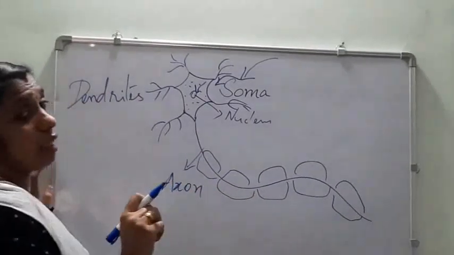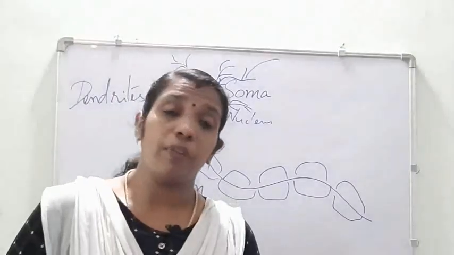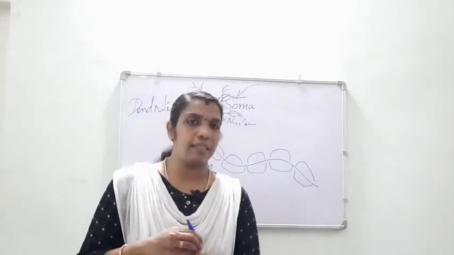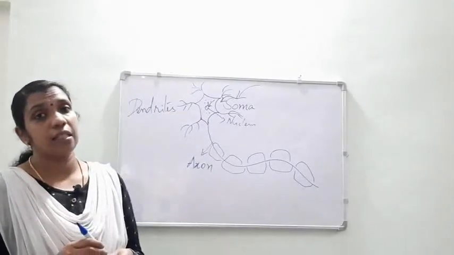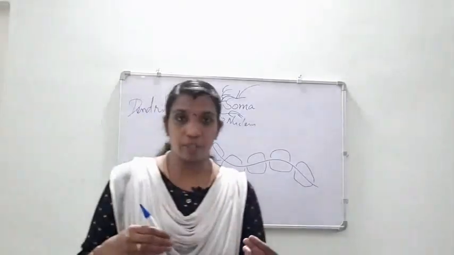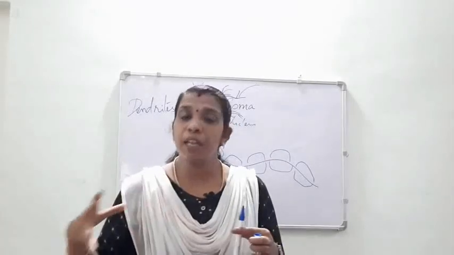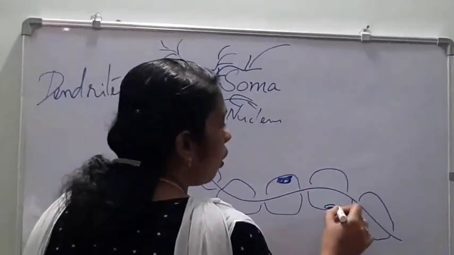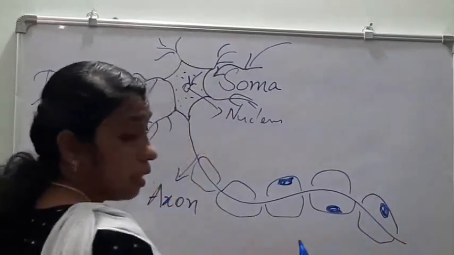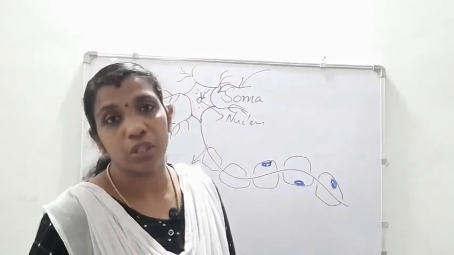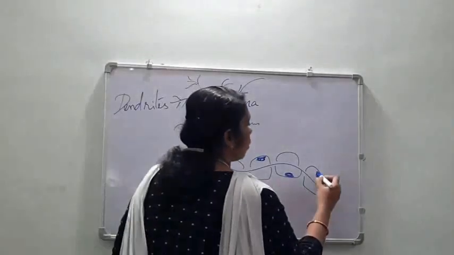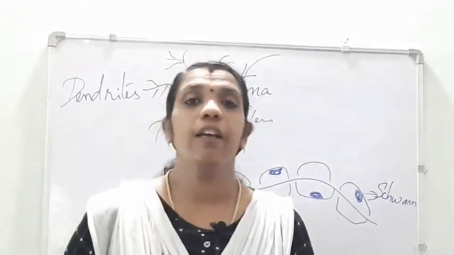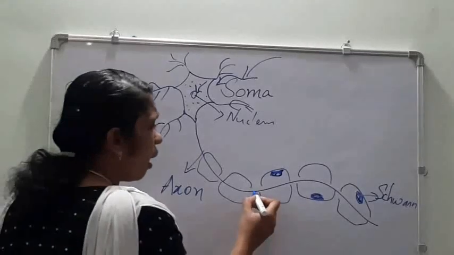This myelin sheath in the central nervous system is formed from oligodendrocytes, and the myelin sheath in the peripheral nervous system is formed from Schwann cells. Schwann cells are modified cells in the peripheral nervous system which are responsible for the formation of the myelin sheath.